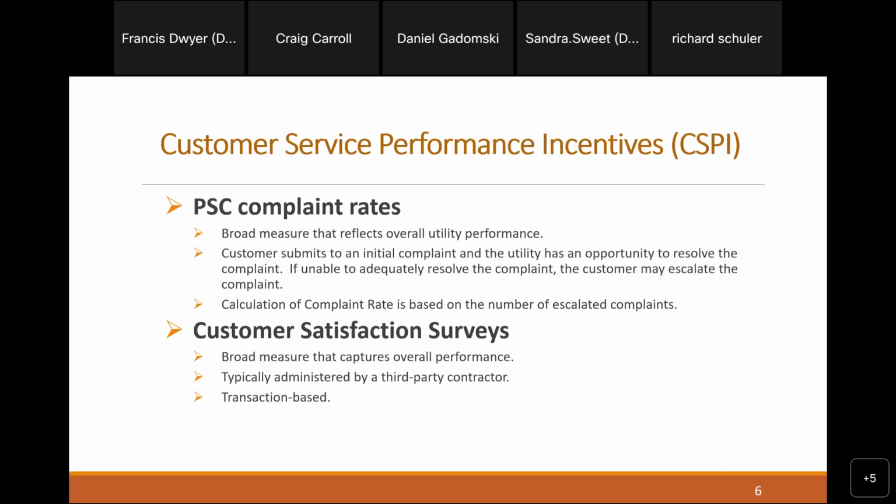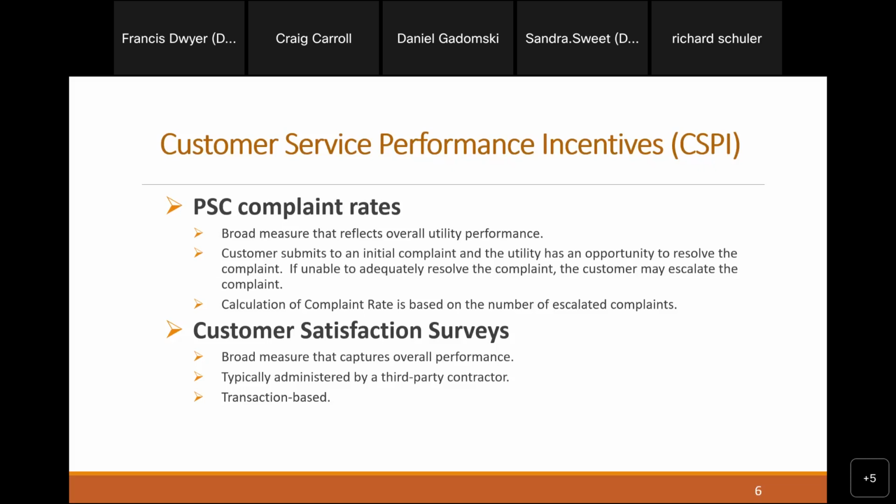The second metric is the satisfaction survey, another broad-based metric to gauge the overall utility performance. The survey mechanism is, yes. Sorry to interrupt you. You're coming in a little faint though. A couple of folks are having trouble hearing you. Could you either get closer to the mic or turn it up a little bit? Is that better? Yeah, I think that's a little better.